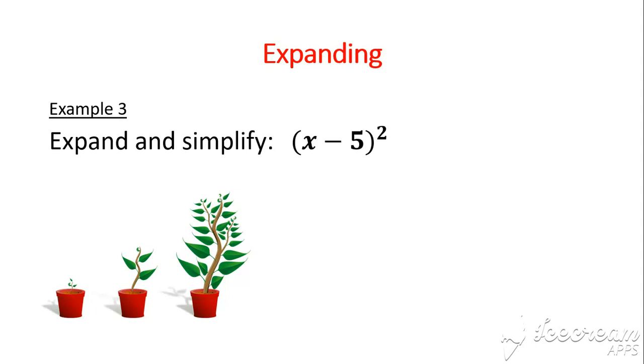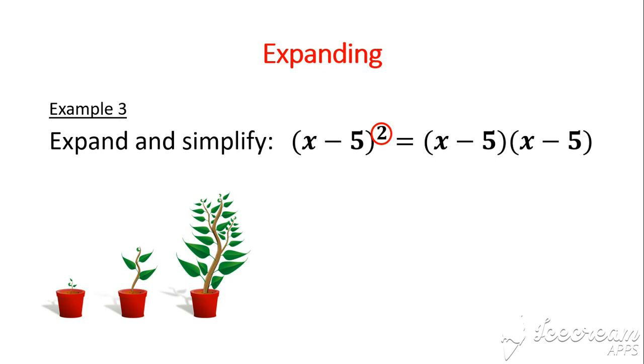Right, let's get into example 3. When we expand and simplify this function, please, I've had too many students make silly mistakes by just going x squared plus 25. But remember, this power of 2 means x minus 5 times another x minus 5. A squared means times by itself. So x minus 5 all squared is x minus 5 times x minus 5.